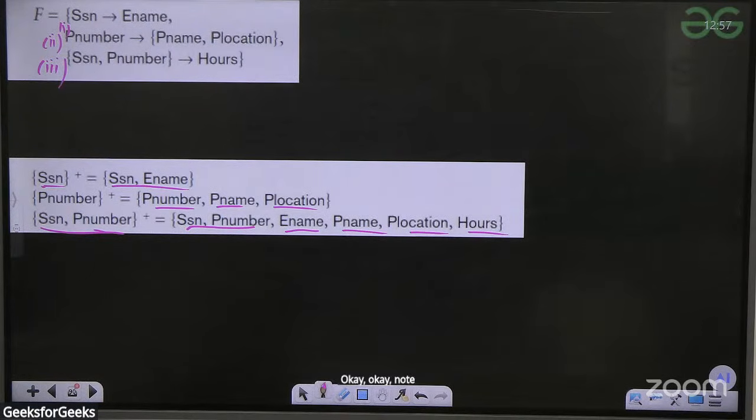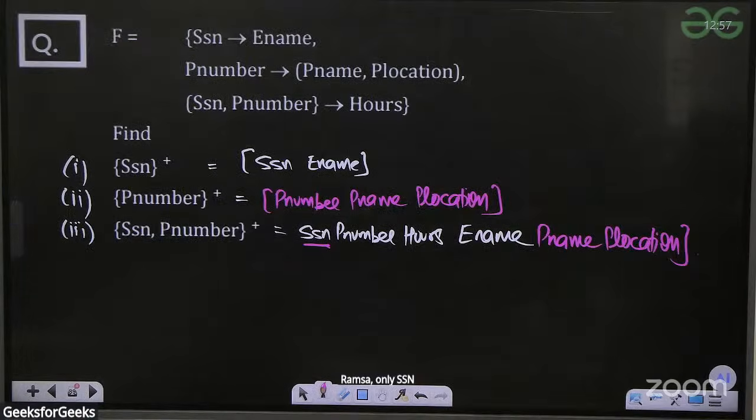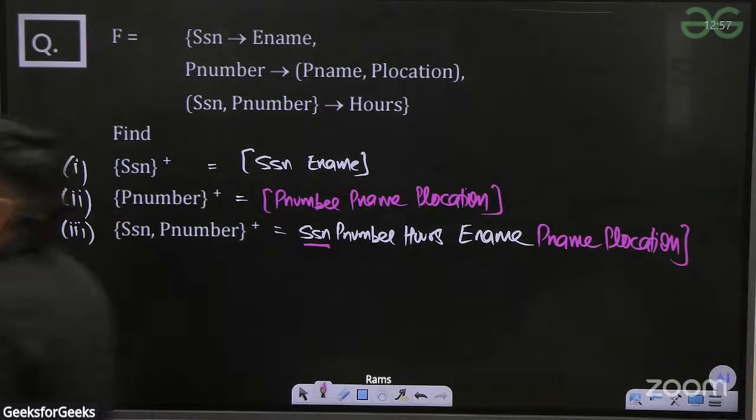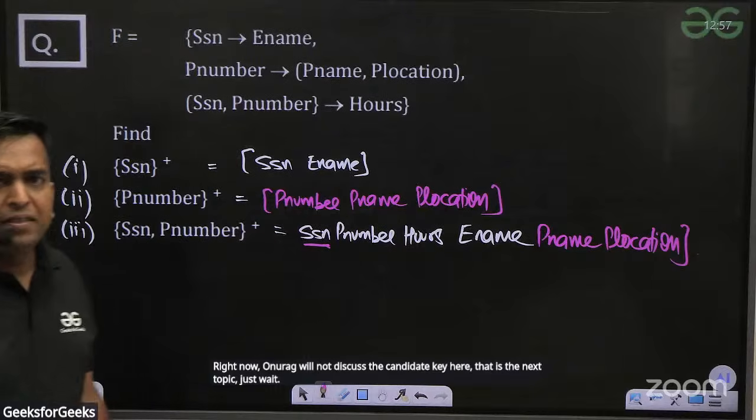Okay, note down. Only SSN does not give you hours. Only P number does not give you hours. Both will give you hours. Clear? Right now we do not discuss the candidate key here. That is the next topic. Just wait. Any doubt?